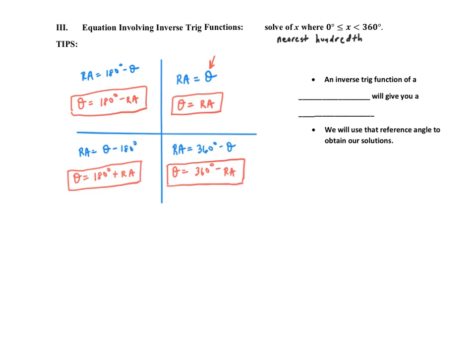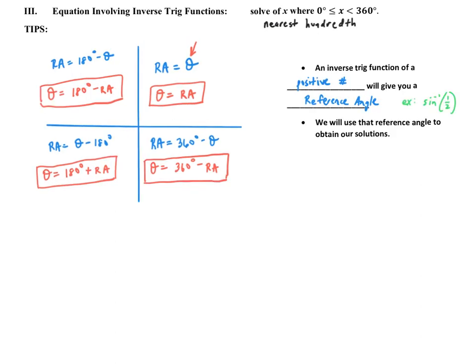In Chapter 4, we learned that an inverse trig function of a positive number will give us a reference angle. For example, the inverse sine of 1/2 will get you an angle in quadrant 1, an acute angle, a reference angle. And once we have that acute angle or that reference angle, we'll be able to find all of our solutions. The other thing we will need is all students take calculus.